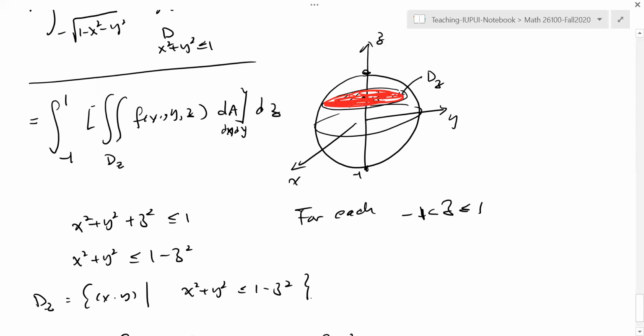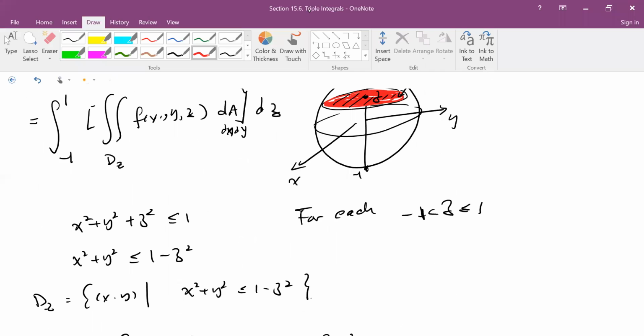Okay, we use disks to occupy the whole ball. So this disk depends on the parameter z. That's why the integral is also an integral dz. You fix the z, and you get a disk. You have to describe the disk, how the disk's size changes.